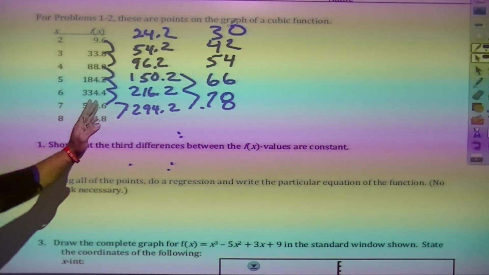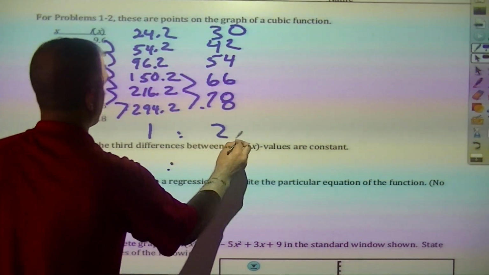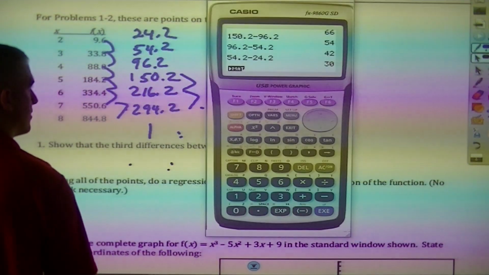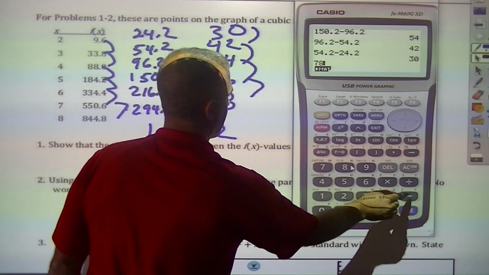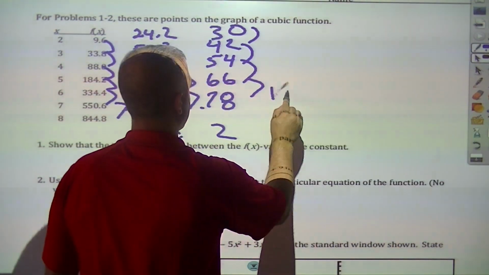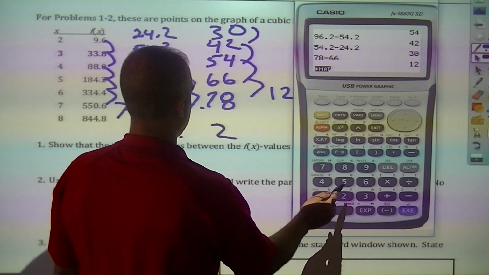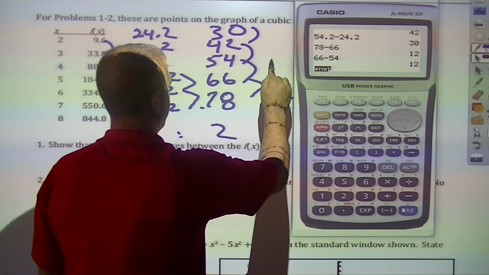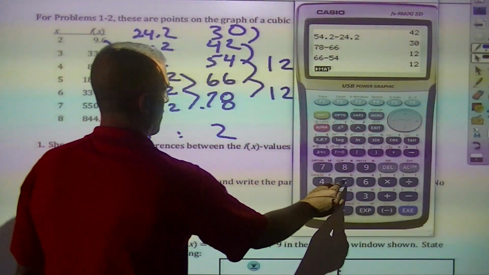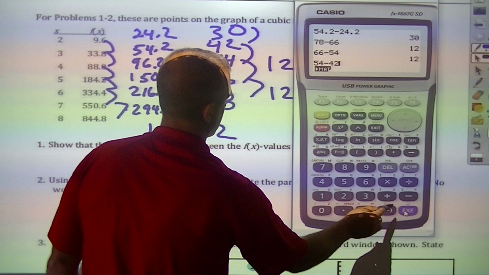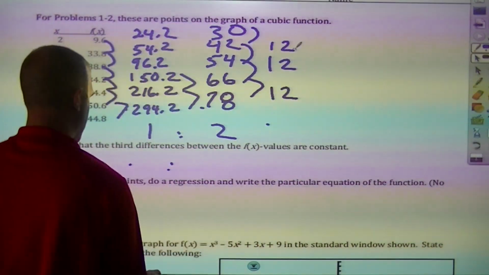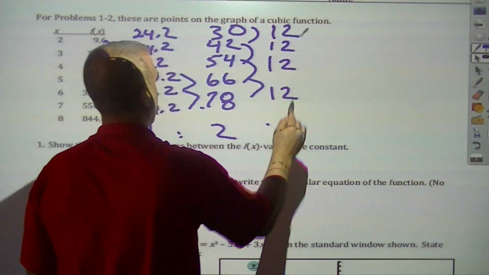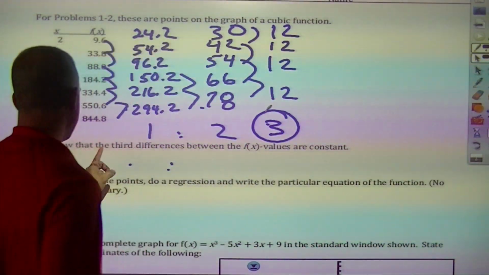So as you can see, first level, different. Second level, different. Then if I subtract these, okay, so we're just overlapping, just like the other ones. Okay? I'll go 78 minus 66, 12. Okay? 66 minus 54, 12. Okay? 54 minus 42, 12. 42 minus 30, 12. Okay, so that's level 3. So that shows the third differences.